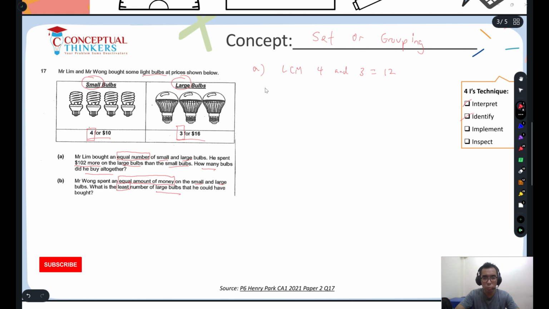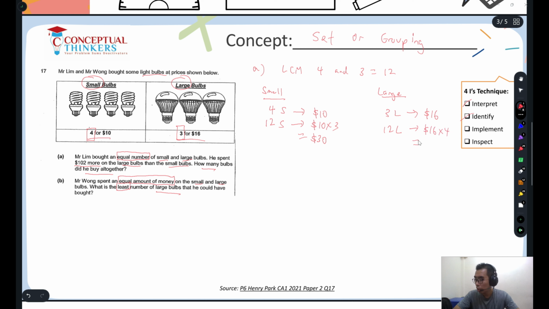If I look at the small bulbs, 4 small bulbs give me $10. I want to get 12 of them, because I'm going to make the quantity equal. So I take 10 times 3, which gives $30. For the large bulbs, 3 large bulbs give me $16. To get 12 of them, I take 16 times 4, which gives me $64.